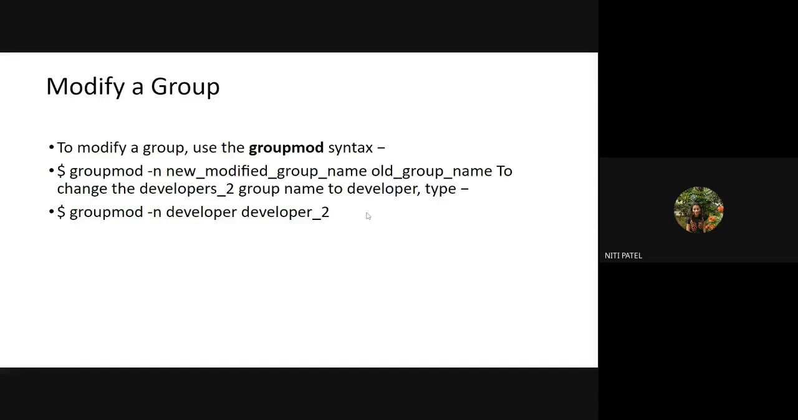So how do I write a command for this is $ groupmod -n new name first. Which is the new name? I want to change it to developer. So I write developer first. Followed by that, I have to write the old name, which is developer_2. So I write developer_2. When I press enter, what I get is the group name is changed from developer2 to developer.